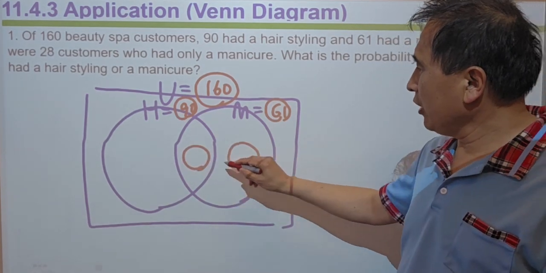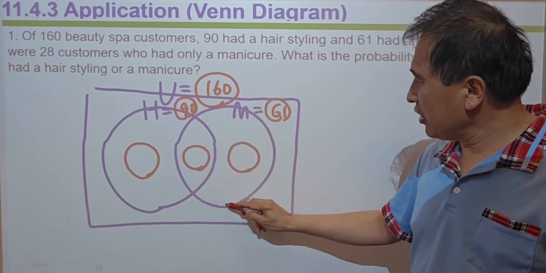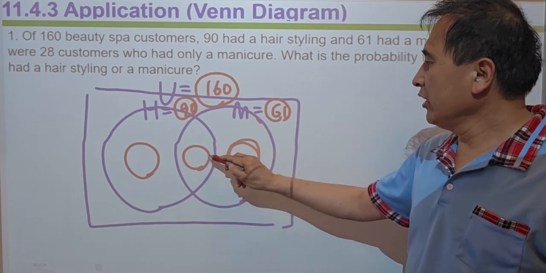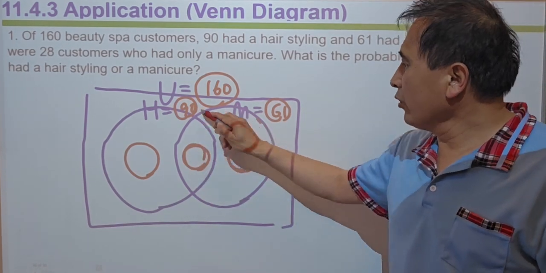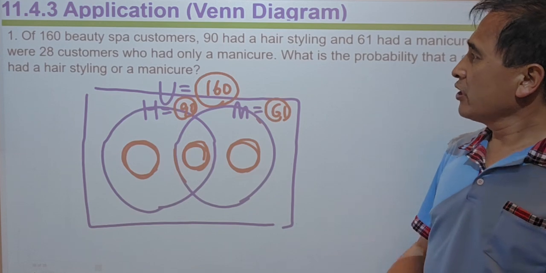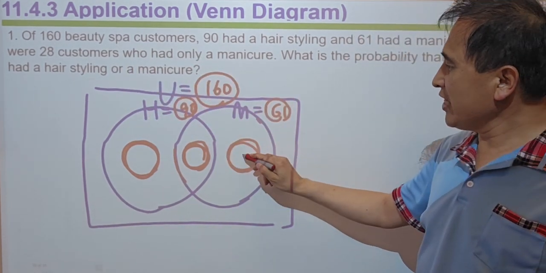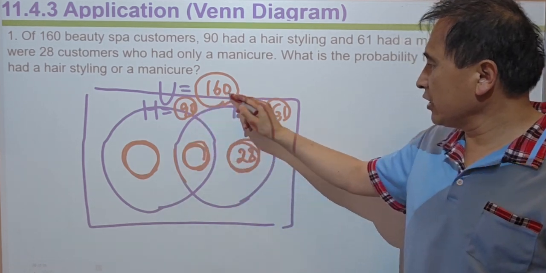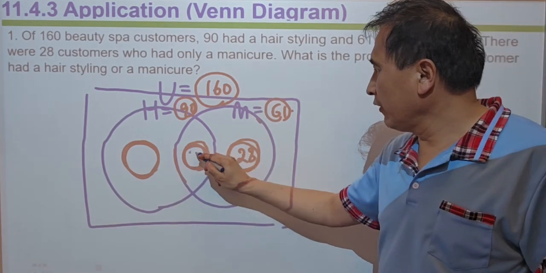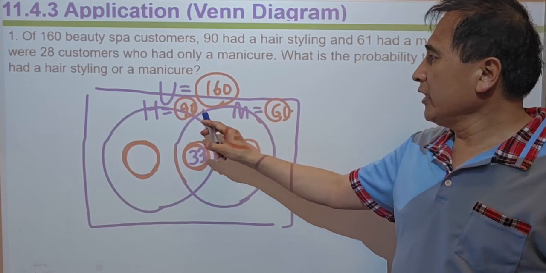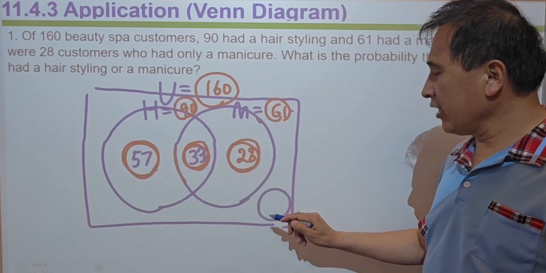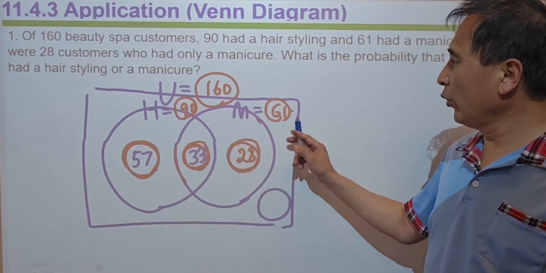Then there are three possibilities. This part is manicure but not hairstyle. This one here is hairstyle and also manicure. This is hairstyle only, because no manicure. The 28 customers who had only a manicure go here, so write 28. Then this is 61, and 61 minus 28 is 33 right there. This is 90, and 90 minus 33 is 57 right there. And the outside is those who had neither hairstyle nor manicure.